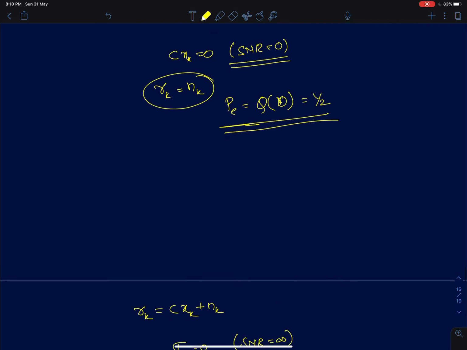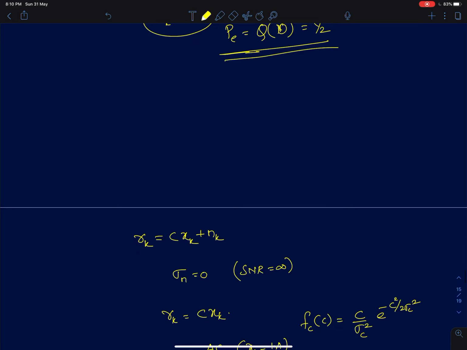Now what happens when you have SNR of infinity? That's a problem we'll analyze. If SNR is infinity, that can happen if your noise power is 0, or signal power can be infinity. In either case SNR can be infinity. So I'll take an easier case, which is noise is 0.